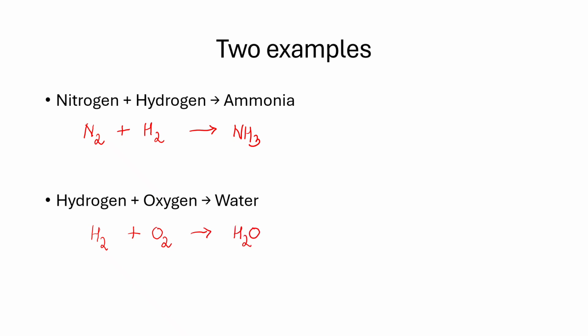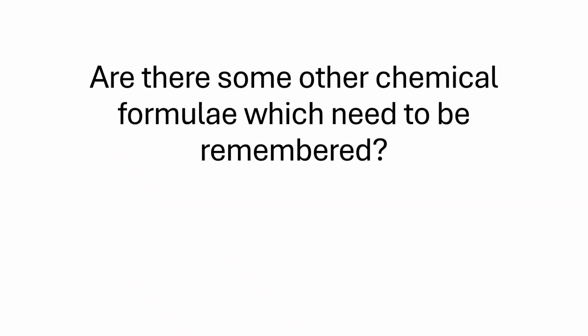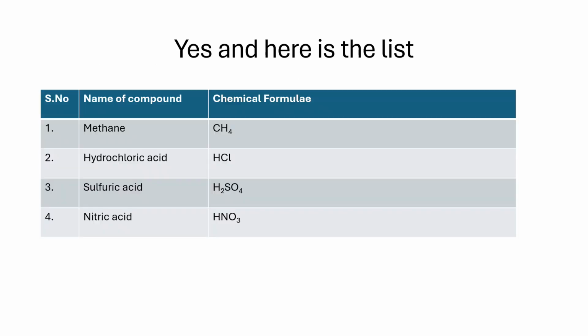Now, some of you might notice already that these equations are not balanced. Balancing of chemical equations will be discussed in a separate video. So in addition to these, are there some other chemical formulae which you need to remember? And the answer is yes. These are some of the other substances whose chemical formula, along with the name, you should be able to remember. The first being methane, that has the chemical formula CH4.